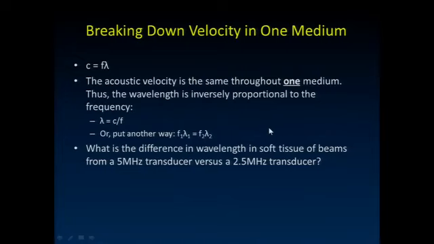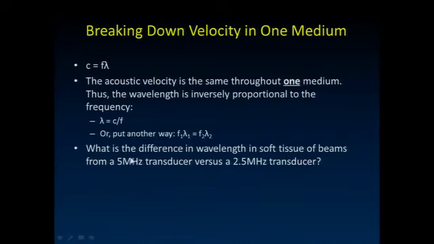So let's think about just a single medium now, because we talked about, yes, sound does vary to some different speeds in different media. We're going to assume it's mostly the same in soft tissues, but let's talk about a single medium. So we know that the speed of sound is equal to the frequency times the wavelength. That acoustic velocity is the same throughout one medium, and thus the wavelength is inversely proportional to the frequency. So no matter what that velocity is, since that velocity is going to be the same, if I vary the frequency of the transducer, the wavelength of that ultrasound probe pulse has to vary.